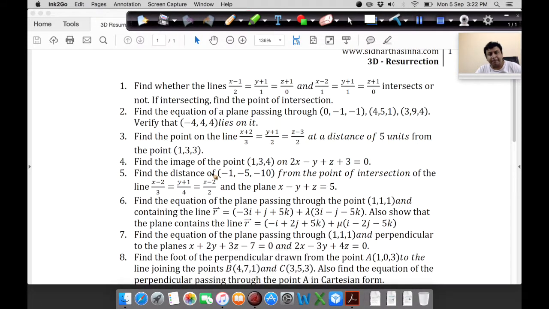Next question, very important, find the image of the point (1, 3, 4) on this.